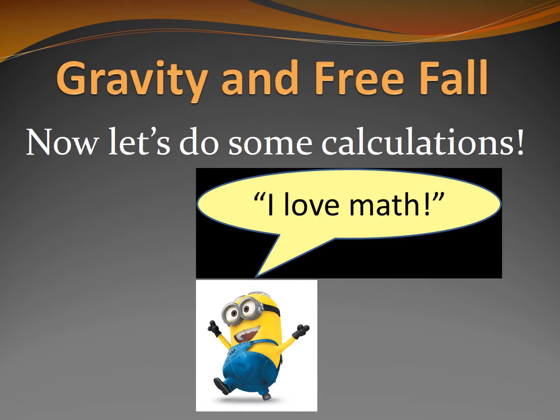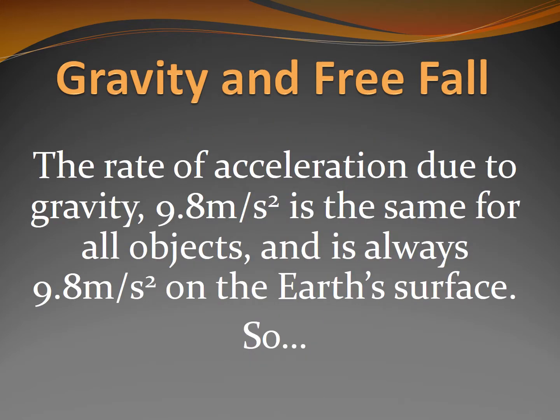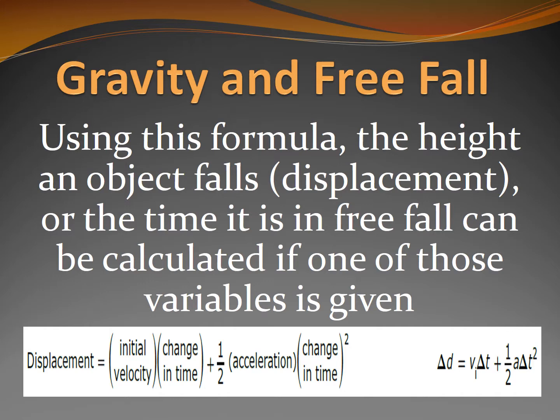So now let's do some calculations. The rate of acceleration due to gravity is 9.8 meters per second squared. It's the same for all objects on Earth, no matter what. So we can use this formula to determine how far something will fall, and also how much time it's going to be in free fall. And so we have the formula here. Displacement is initial velocity times change in time plus 1/2 times acceleration times change in time squared.